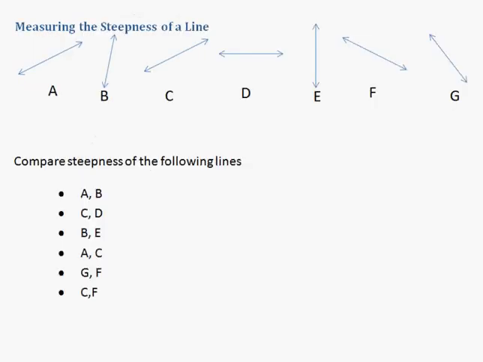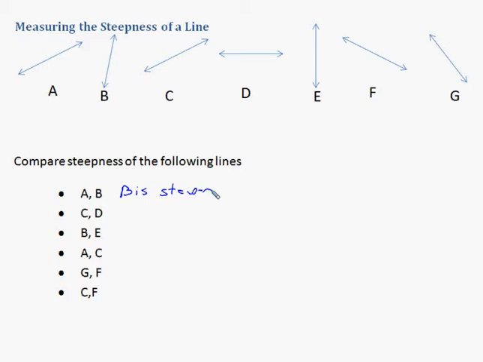We're going to take another look at another part of lines, and that's steepness. So here I have lines A, B, C, D, E, F, and G. There's 7 lines there. Compare the steepness of the following lines. So A with B. Well, here we see B is steeper. The next one's C and D. C's not very steep, but it's still steeper than D, so D is steeper.